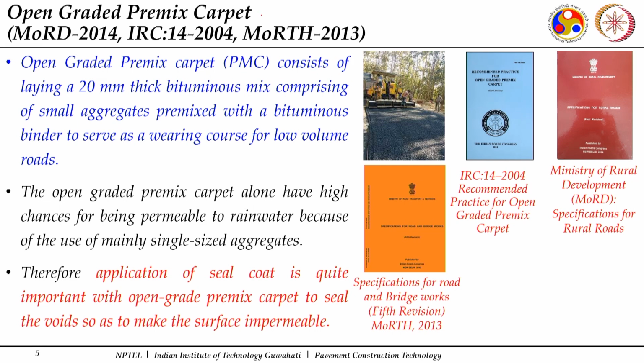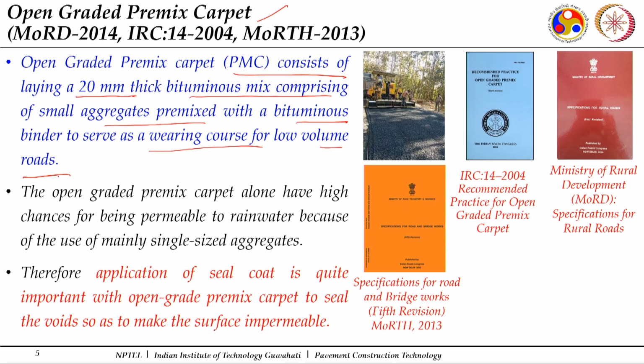Now, coming to the first one, the first surfacing, and these are typically thin bituminous surfacings like open graded premix carpet. It consists of laying a 20 mm, so less than 1 inch, bituminous mix comprising small aggregates premixed with a binder. So, the word open graded means the gradation is a bit open one and it is a premixed one to serve as a wearing course for low volume roads.